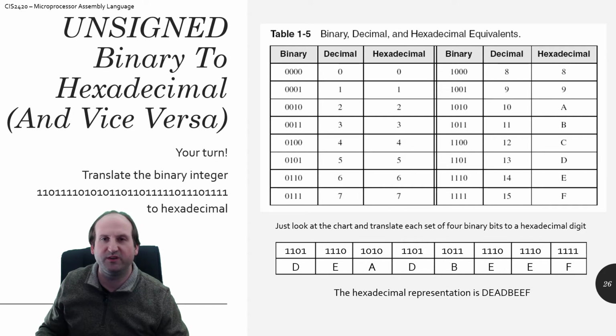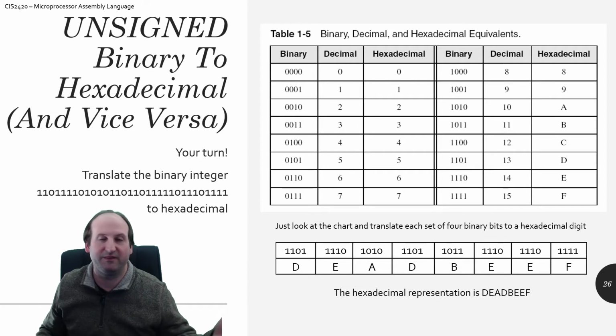Hopefully you can do this without the table, because it should be pretty simple to figure out from each 4 bits which hex digit it should be. But what I like to do is take my binary string and draw a line every 4 bits, because again, it's very easy to get off by 1, and then it throws off everything you're trying to accomplish, and from that point on, nothing is correct.